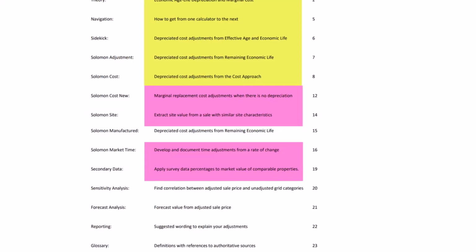And then we're going to skip manufactured housing, but we'll be talking about Solomon Market Time, how to develop and, more importantly, document a market time adjustment from a rate of change that you find in other ways outside of Solomon. We don't calculate the rate, but a lot of times MLS can help you do that. And then secondary data is where we're going to start. That is applying survey data percentages to the market value of comparable properties. Secondary data has been relatively popular with our users, and I think we'll start with that. So here we go.